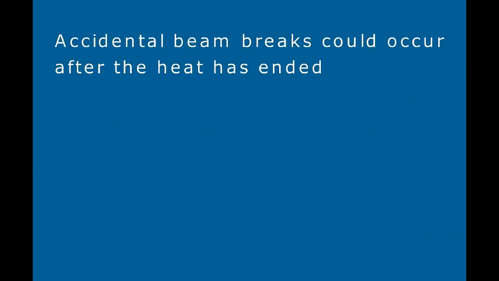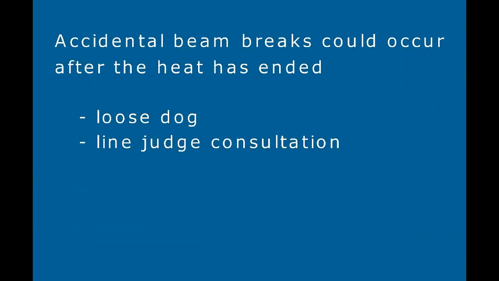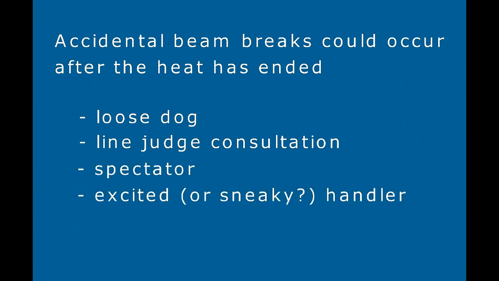So after the heat has been ended, the system is vulnerable to an accidental beam break. For example, a loose dog, spectator, judge, or handler might walk through the light curtain while a review of the passes is underway. If this happens, the images will be cleared from memory.